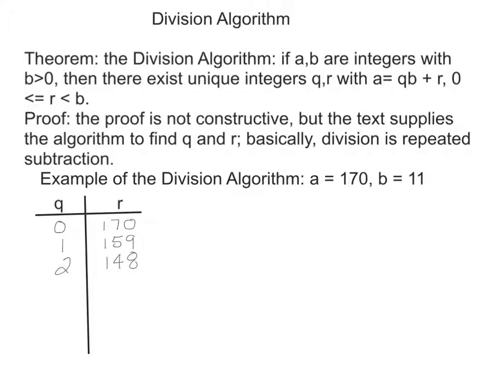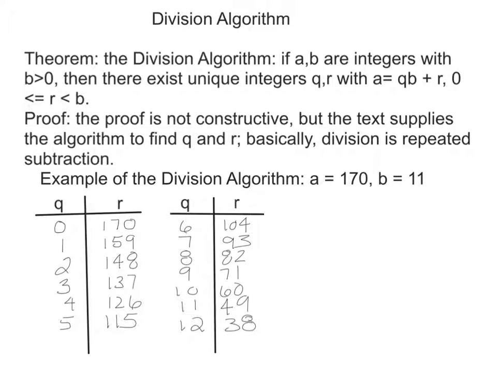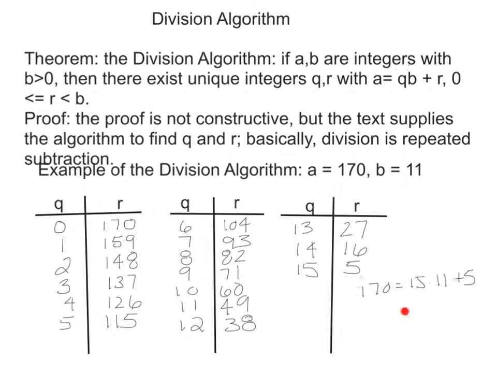We subtract 11 another time, so our count increases by 1 and we get 148. We keep going. After 5 times, we have 115. After 12 subtractions, we have 38. And finally, after 15 subtractions, we have 5, which is greater than or equal to 0, but it's less than 11. So our final result is 170 equals 15 times 11 plus 5.